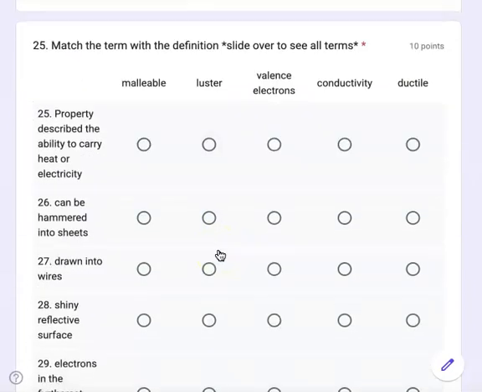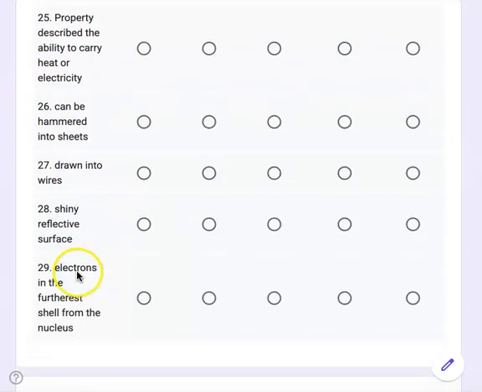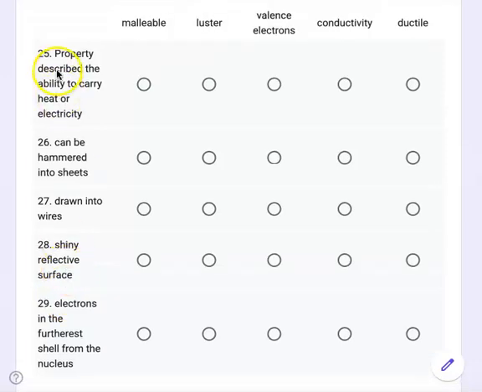Okay, 25 says match the term with the definition. Then it says slide over. Okay, you don't have to do that. They're all fitting on this one spot. So your terms are on top and your definitions are on the side. So 25, property described the ability to carry heat or electricity. So it can carry heat or electricity. Is that malleable, luster, valence electrons, conductivity, ductile? So you'll select one per row.